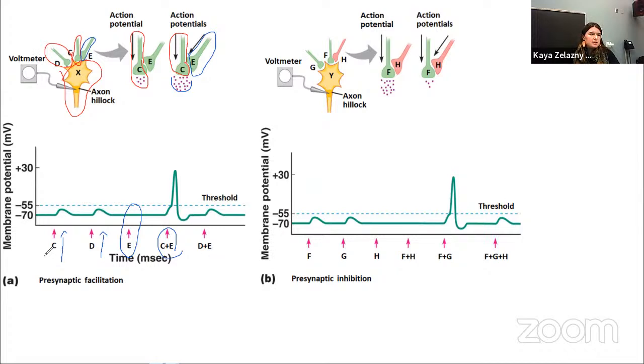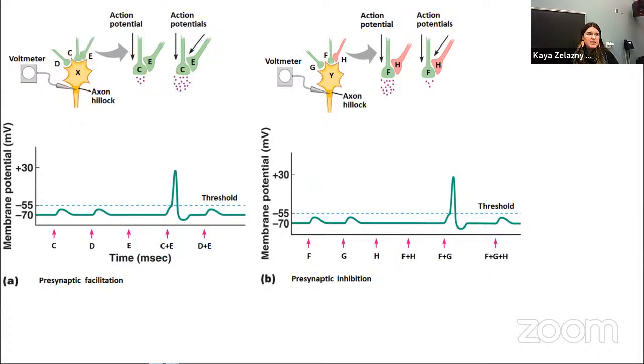And we know that E is only modulating C here, right? So if we fire D and E at the same time, we don't have the same additive effect because neuron C has to be firing in order to have an effect from neuron E. If E fires on its own without C, doesn't matter here. Okay, so that would be our presynaptic facilitation. So we're facilitating the release of additional neurotransmitter here.